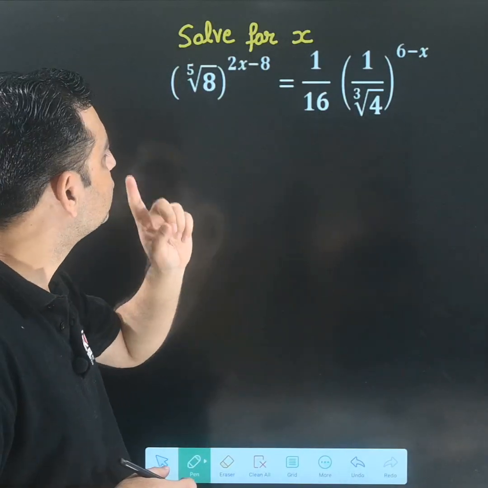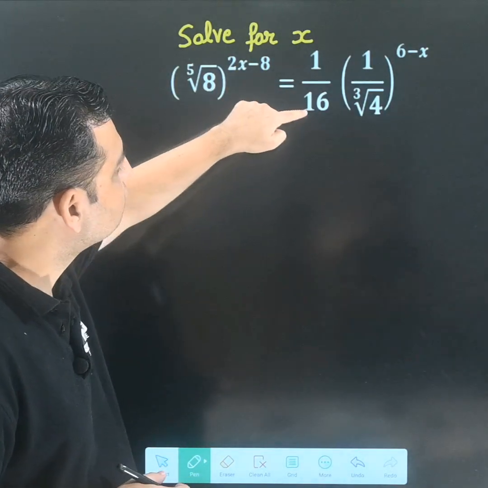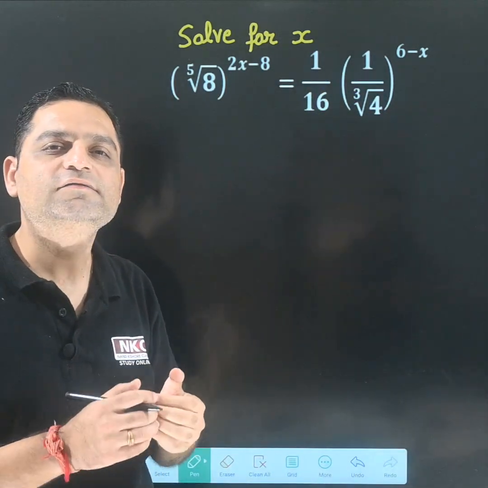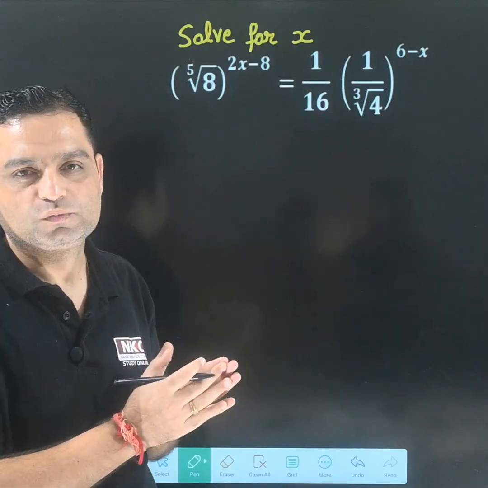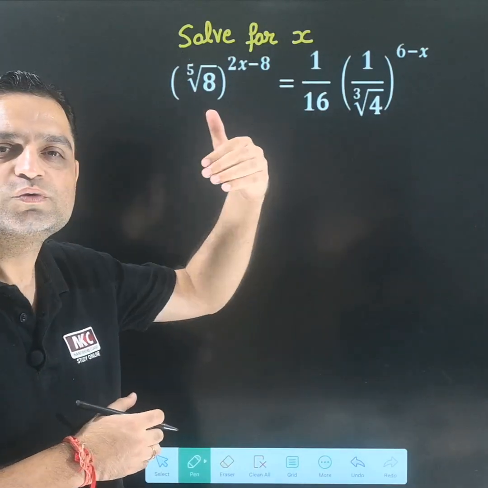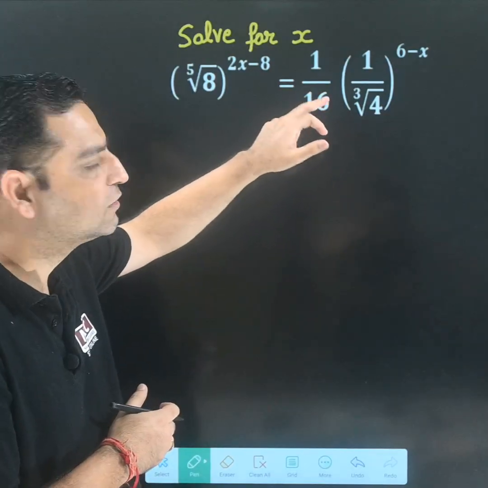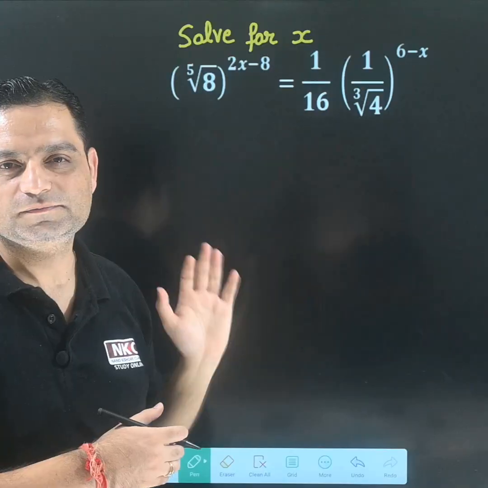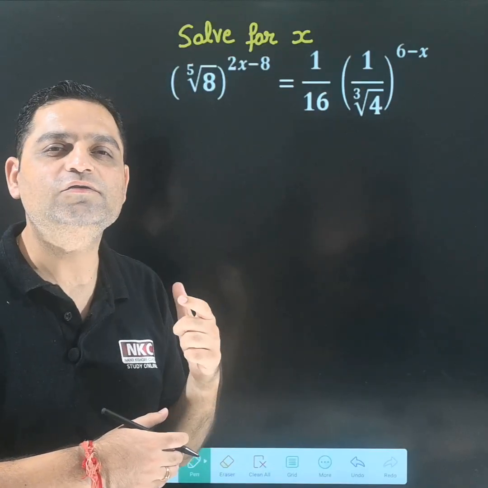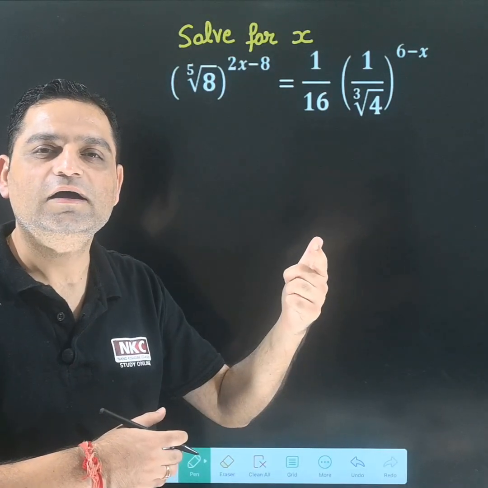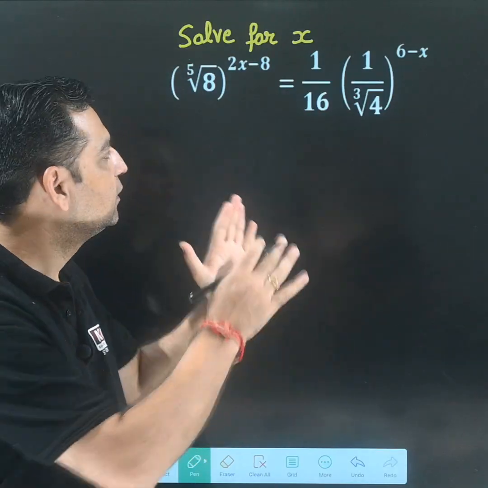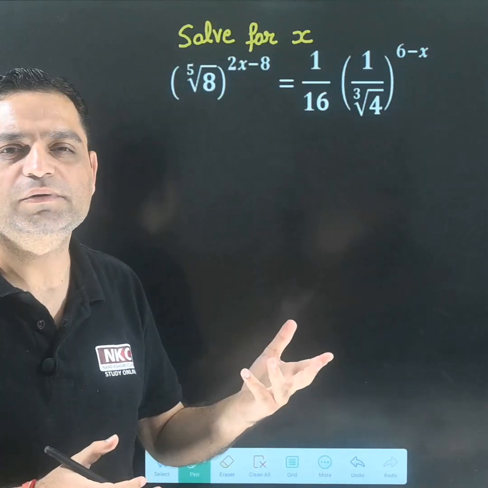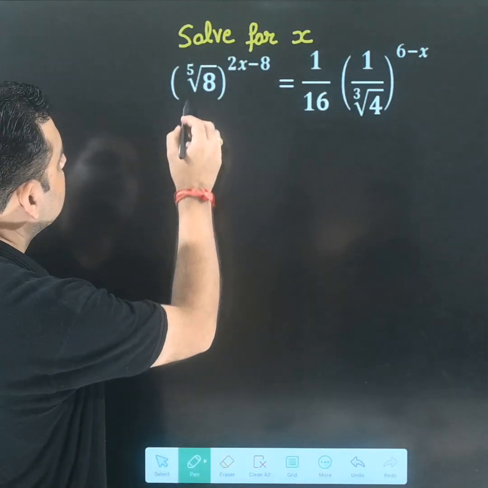First of all, what is going on in my mind is that 8, 16, 4, all these can be written keeping the base 2. Like 8 can be written as 2 to the power 3, 16 can be written as 2 to the power 4, and 4 can be written as 2 square. So somewhere in my mind it is going that at the end I am going to make base 2 on the left side and right side both. How we are going to make? Let's have a look.